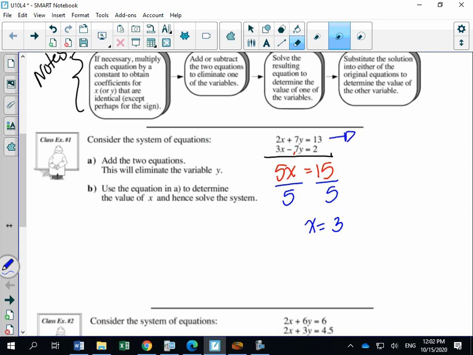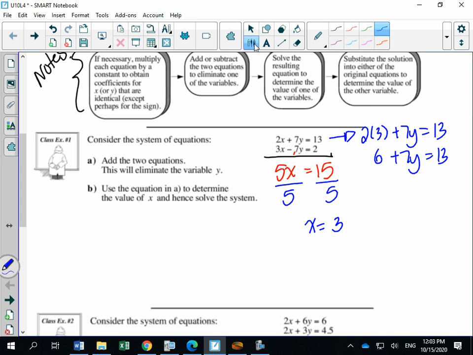So this first system, 2 times 3, because X is 3, plus 7Y is equal to 13. 2 times 3 is 6, plus 7Y is equal to 13. Subtract your 6. 7Y is equal to, what is 13 minus 6? What do you guys get? 7. What does Y equal? Y is equal to 1. My answer is 3, 1.